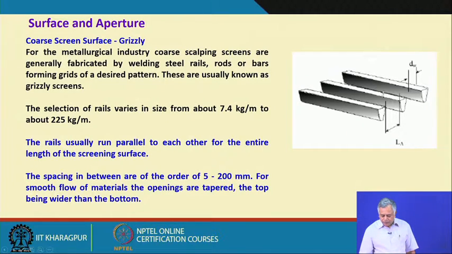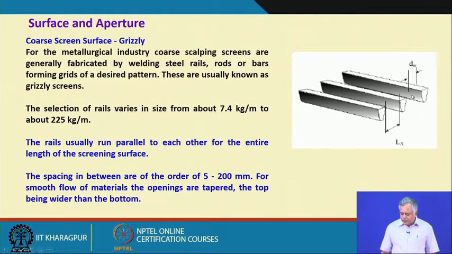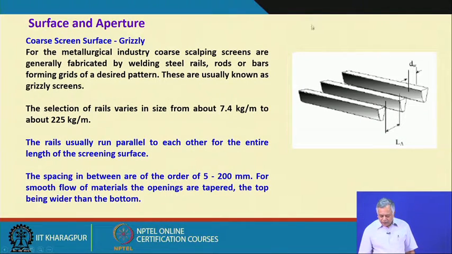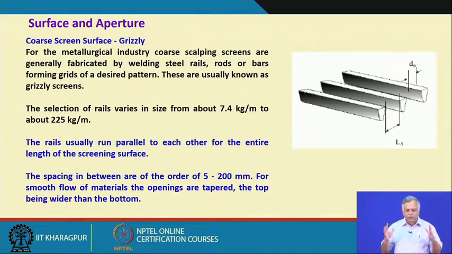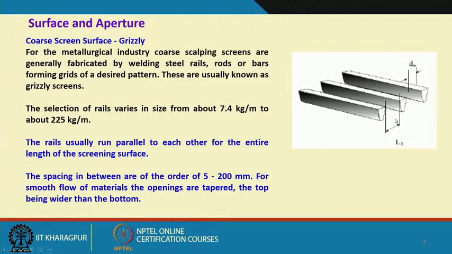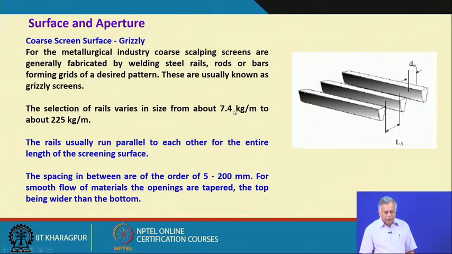And you see that it is robustly built because these are very heavy duty screens. That means the material which is falling on top of this is of very large particle sizes. So, it has to withstand that much impact while doing the screening job. The selection of rails varies in size from about 7.4 kg per meter to about 225 kg per meter.